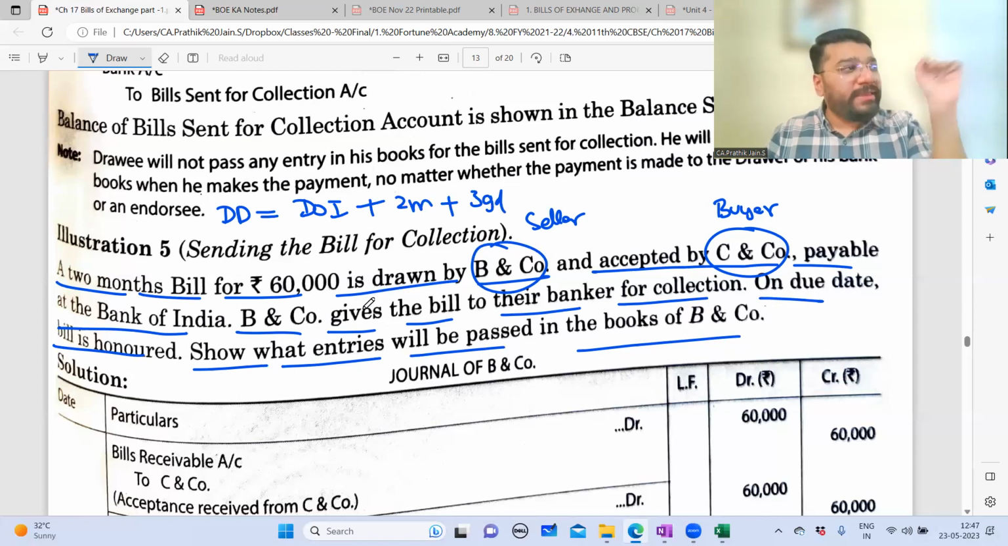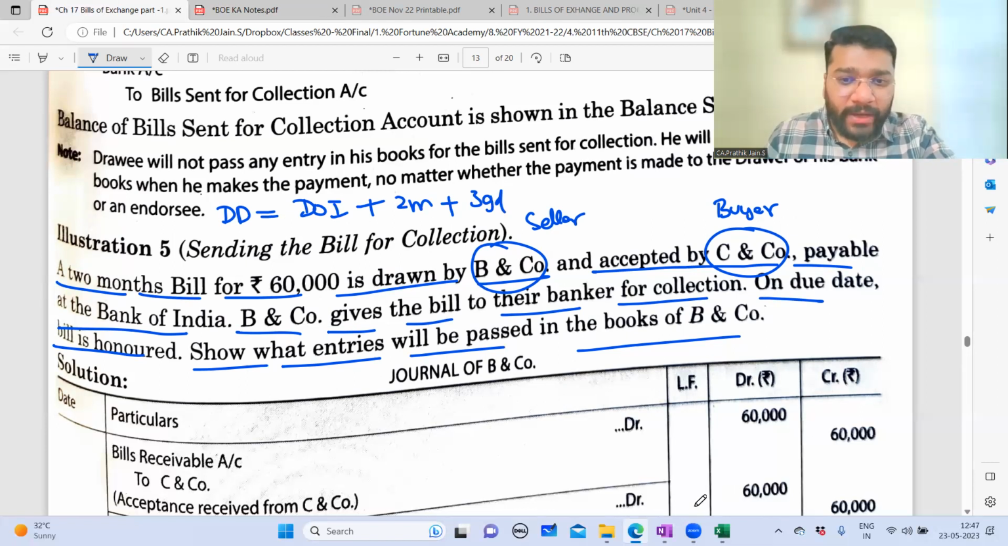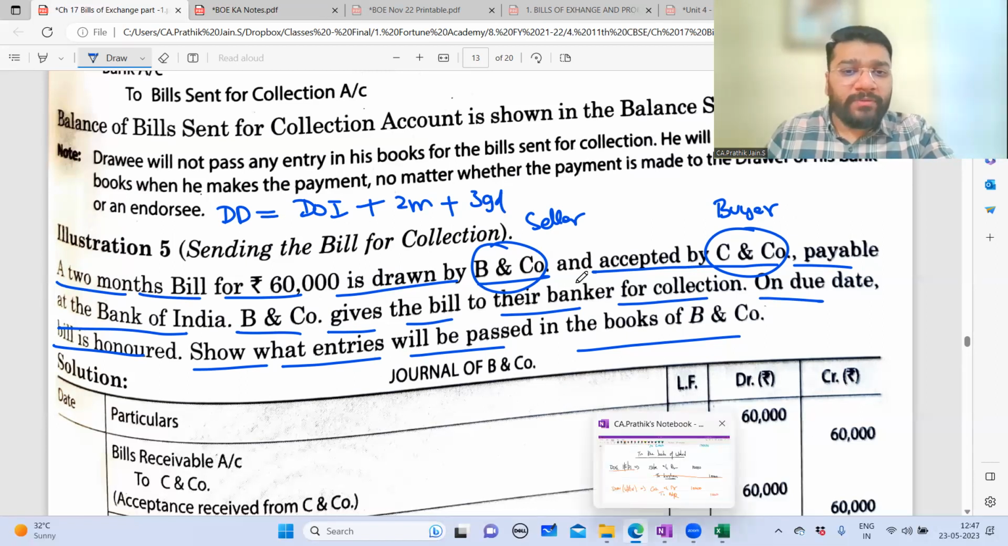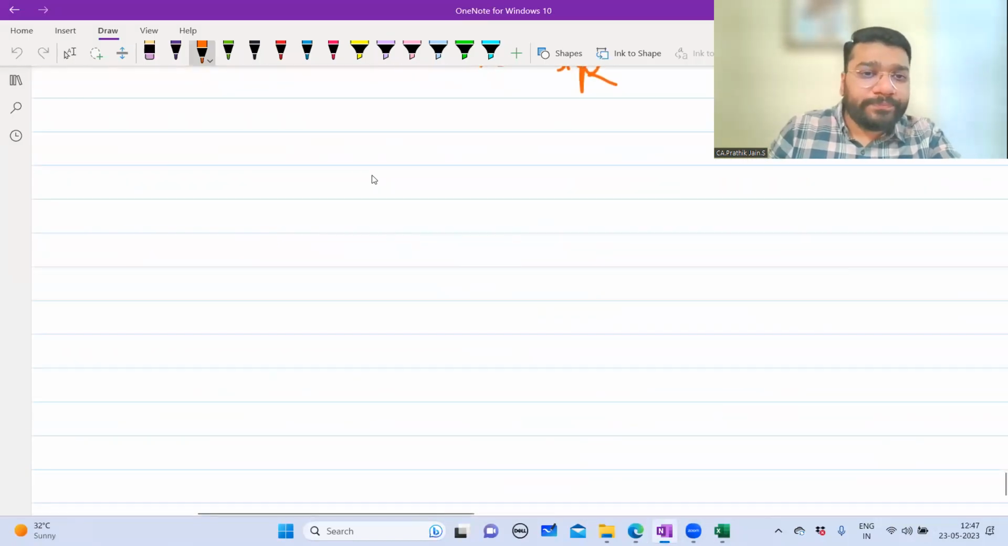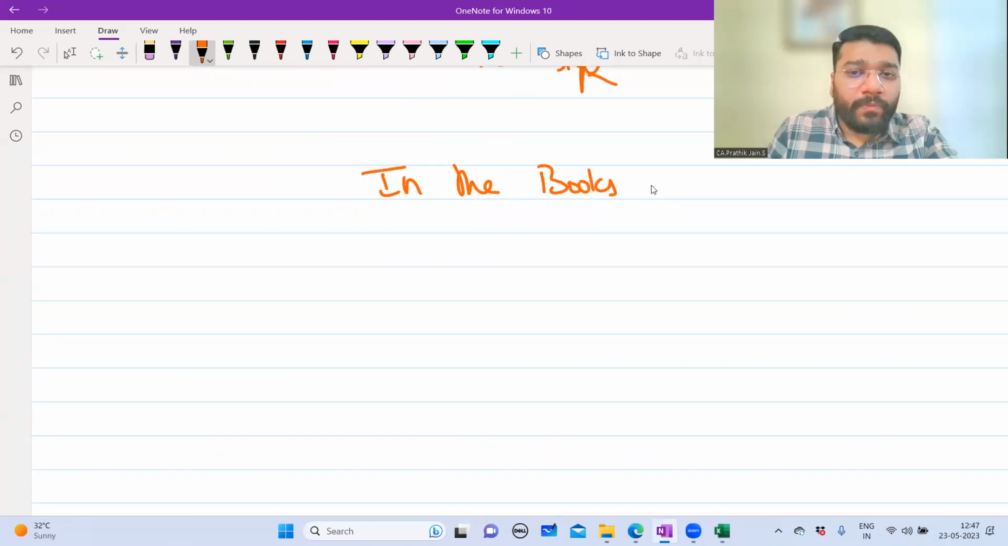So instead of putting the date, we'll mention date of issue, date of acceptance, date of sale, date of purchase, like that. Now, guys, let's do it in the books of both. First, B and Co, the seller. In the books of B and Co.